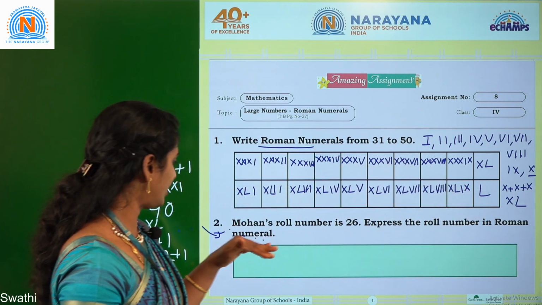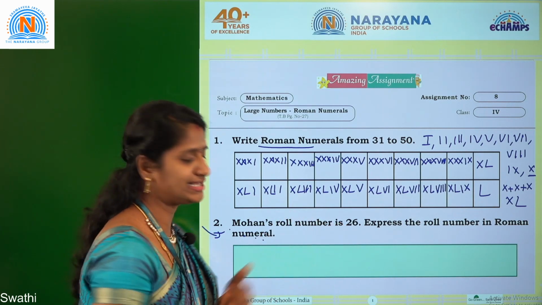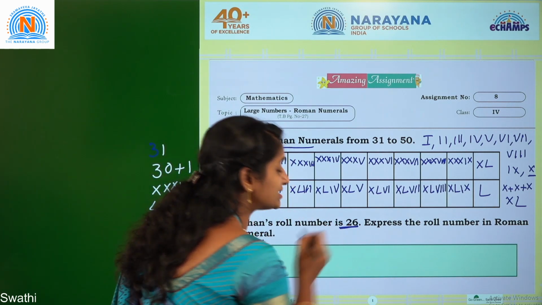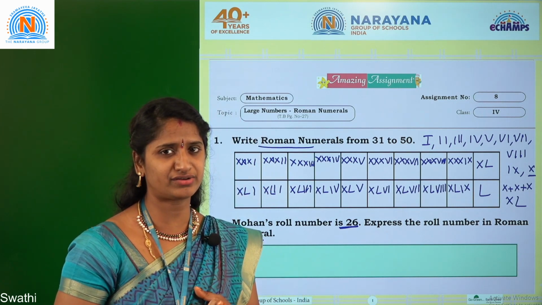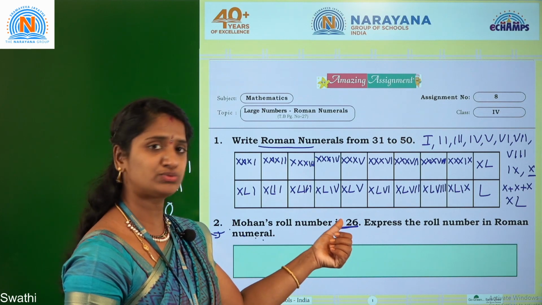Okay, children. Now let us check the next question. Mohan's roll number is 26. You have your roll numbers, right, children? So like that, Mohan is also having a roll number. It is 26.